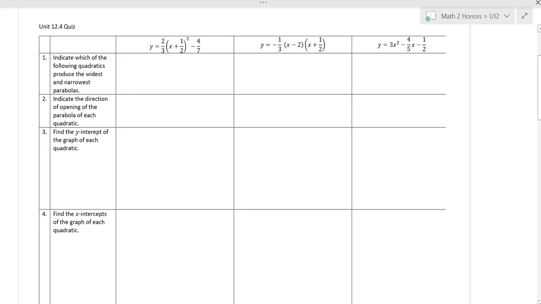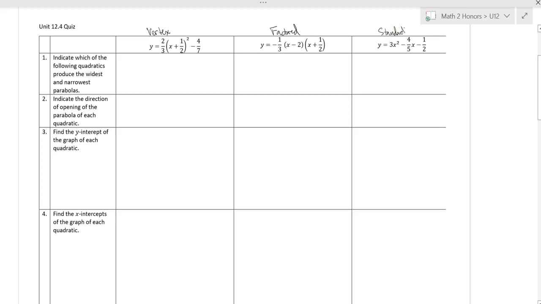All right, I'm going to go over the solutions for the Unit 12.4 quiz. What we have here is three functions lined up at the top, each in one of the types of forms. The first one you have in vertex form, the second one we have in factored form, and the third one we have in standard form.